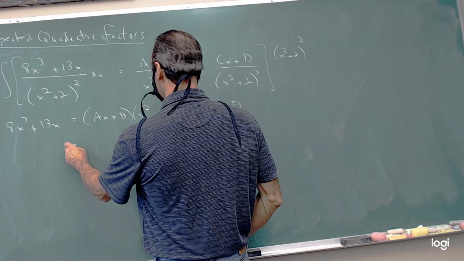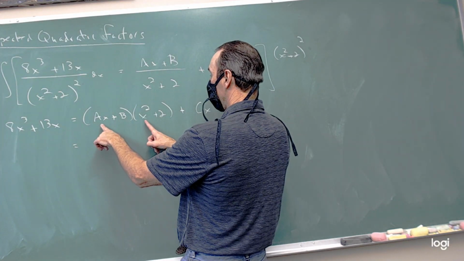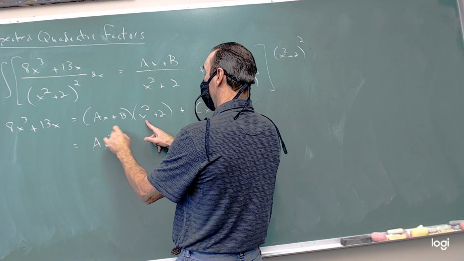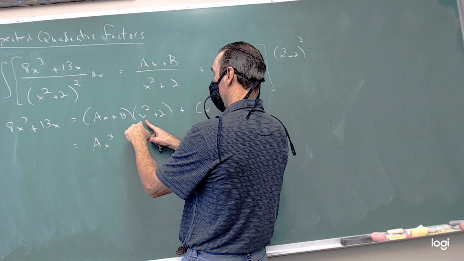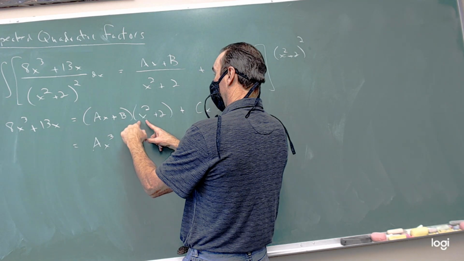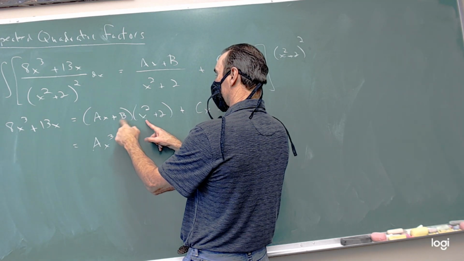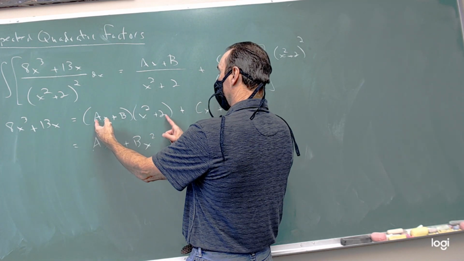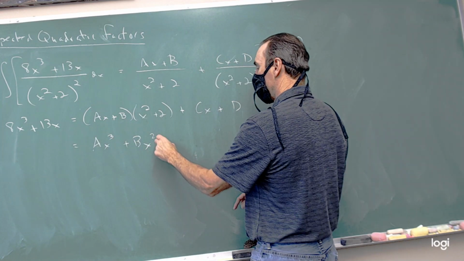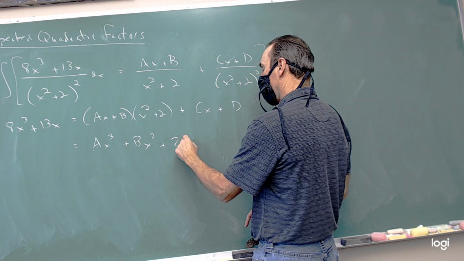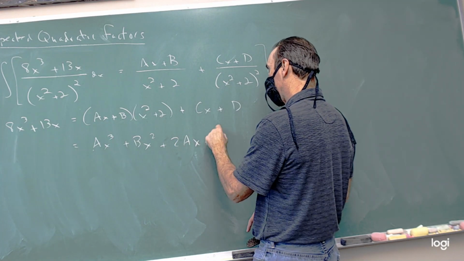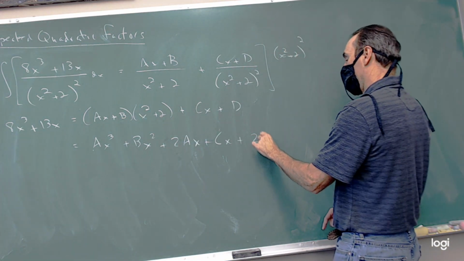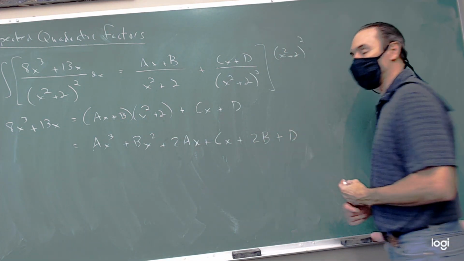So if we multiply this out, that's going to be ax to the third, and we're going to get 2ax. I'm going to get the squared term next. Bx squared, yeah, and then you're going to get a 2ax, and I'm going to put this cx in there with it, and then we're going to get a 2b plus d.